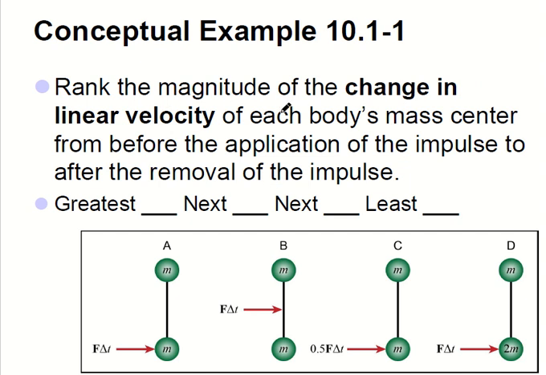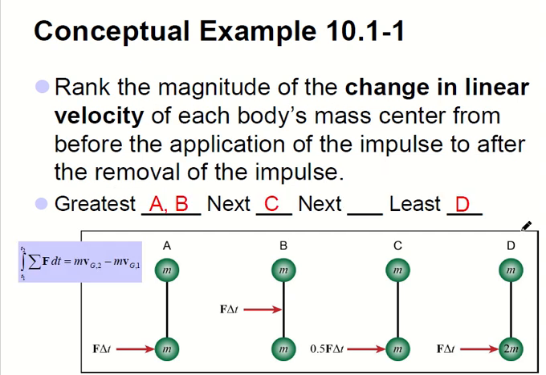We're going to rank the magnitude of the change in linear velocity of each body's mass center, from before the application of the impulse to after the removal of the impulse. So this thing is going to hit here, that thing is going to hit there, and this external force is going to hit here, and this external force is going to hit here in that interval. Let's see how we rank it.